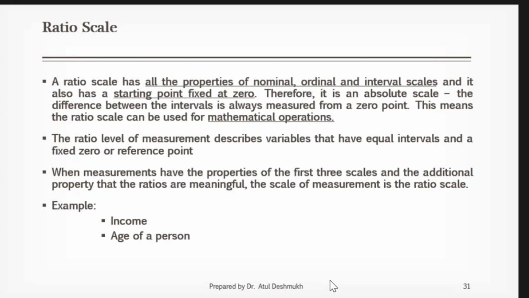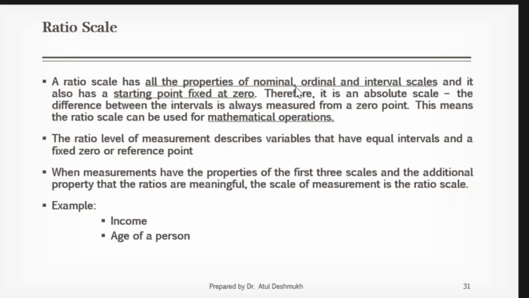In case of ratio scale, it's an absolute scale. Zero is not arbitrary, it is actual zero. Zero has actual zero meaning. And mathematical calculations are possible in case of ratio scale. It is also called an absolute scale or full scale because zero is not arbitrary. Zero is always a starting point.